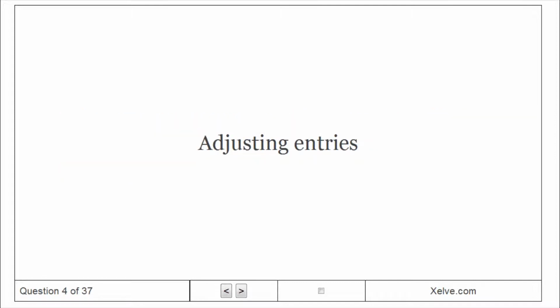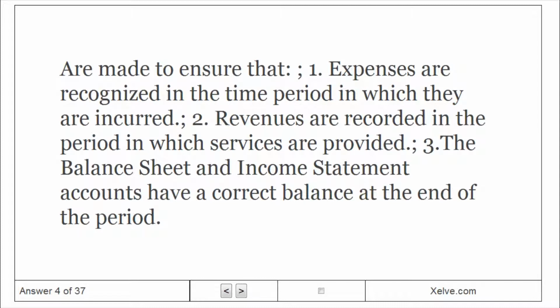Adjusting entries are made to ensure that 1. Expenses are recognized in the time period in which they're incurred, 2. Revenues are recorded in the period in which services are provided, 3. The balance sheet and income statement accounts have a correct balance at the end of the period.